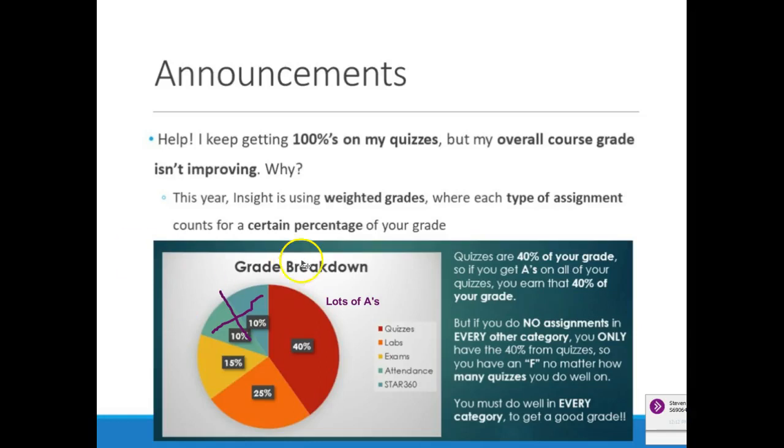So again, even if you get rid of, maybe you do Star 360, but you choose not to come to live sessions, you're going to see that it's going to be really hard for you to get above 90% because if you're not coming to your live sessions, you're missing out on that 10%. Okay, give me a thumbs up if all of that makes sense. If you want to see your grade go up, you need to go to the category that you have the lowest grade in and do work in that category.